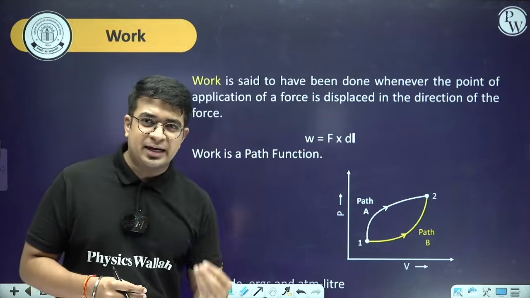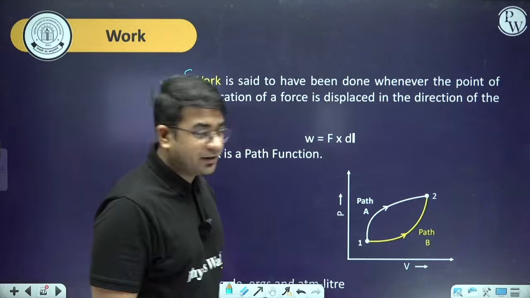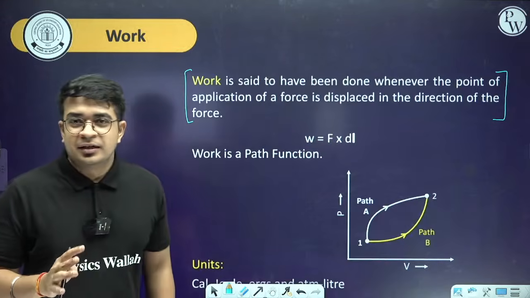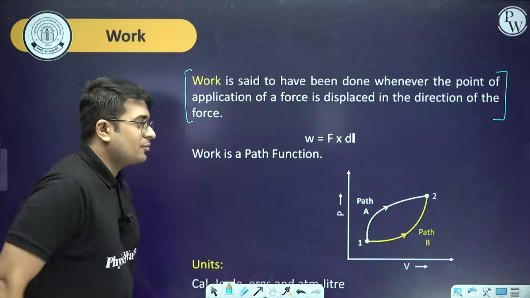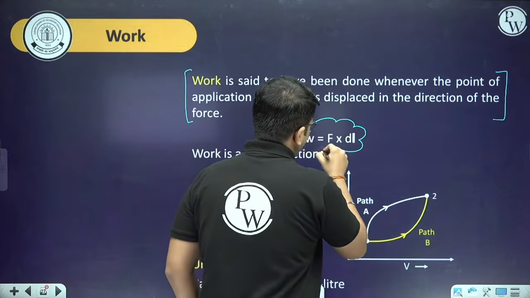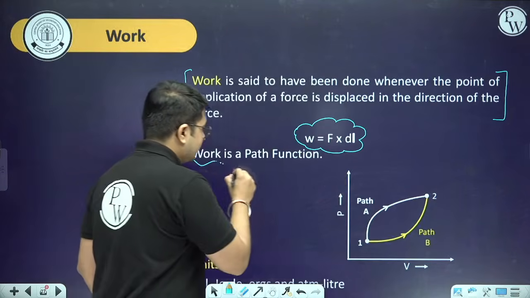That is the basic idea, that is the definition according to physics. I'm not saying that that definition is going to work with us, because our idea for work done is slightly different. Now in this case, if I talk about the W part, W will generally be equal to F into dl, whatever displacement is happening, and I told you that work is a path function.